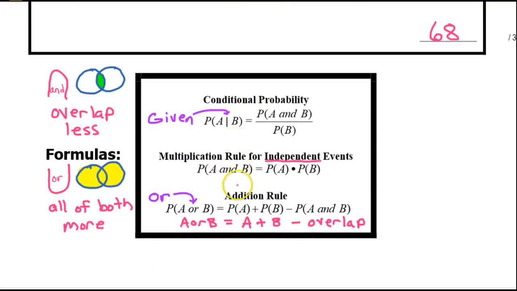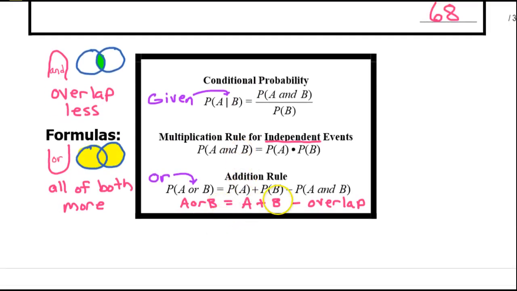So what you needed to do, if you were going to use the formula, is realize that we've also learned that the same formula works without probabilities. If you're talking about A or B, you don't have to say the probability of A or B. You could just say A or B will equal A plus B minus the overlap. So we could use this version of the formula without the probability in it.